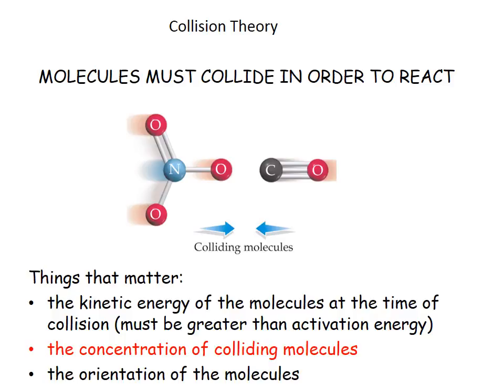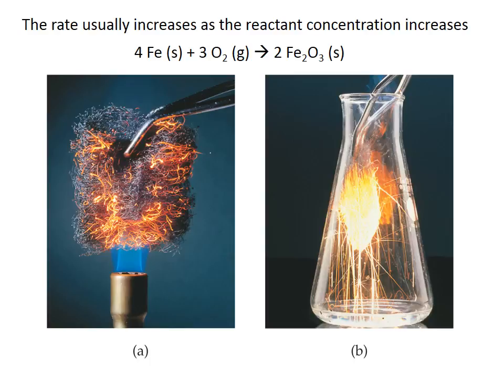Now, our second thing that matters is the concentration of colliding molecules. So if we look at that, we see a picture of a reaction. It's the same reaction on the left and the right, but on the left we are burning steel wool in the presence of air, which of course has oxygen in it. But if we take a flask that has a large concentration of oxygen, we fill it with oxygen, and we insert a burning piece of steel wool, then you see that the reaction becomes very rapid and very vigorous. And that is an example of how when we increase the concentration of oxygen, we dramatically increase the rate of this reaction.